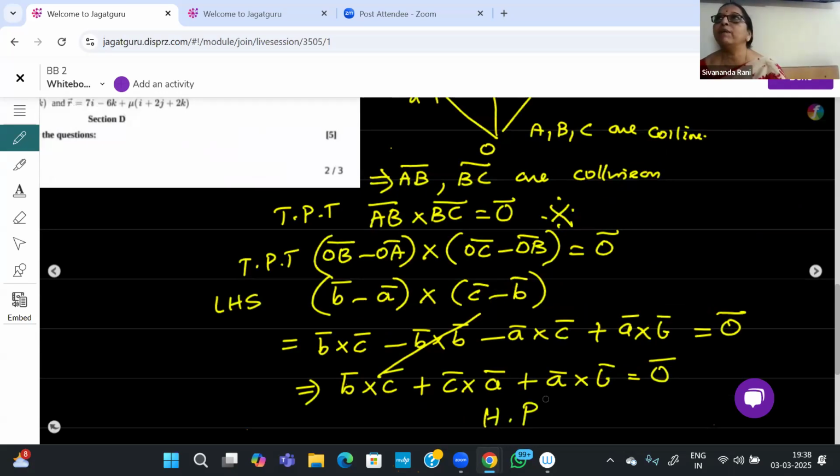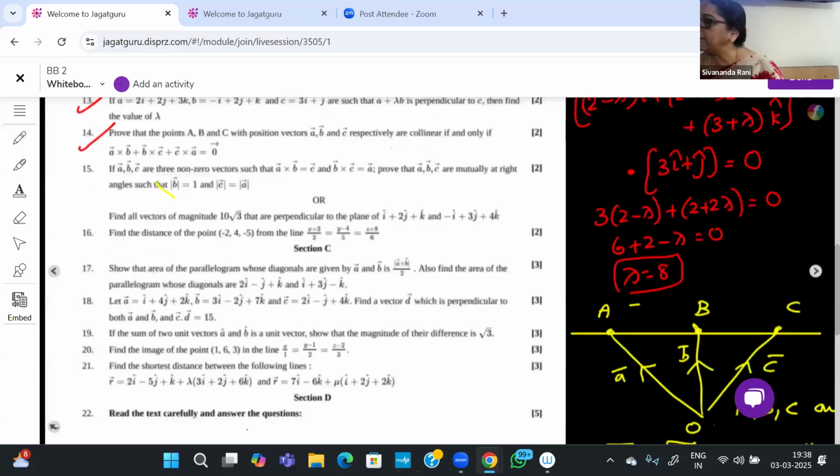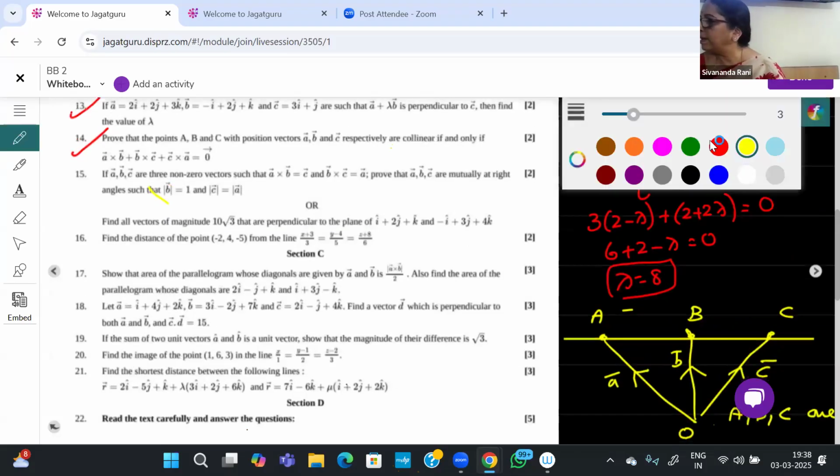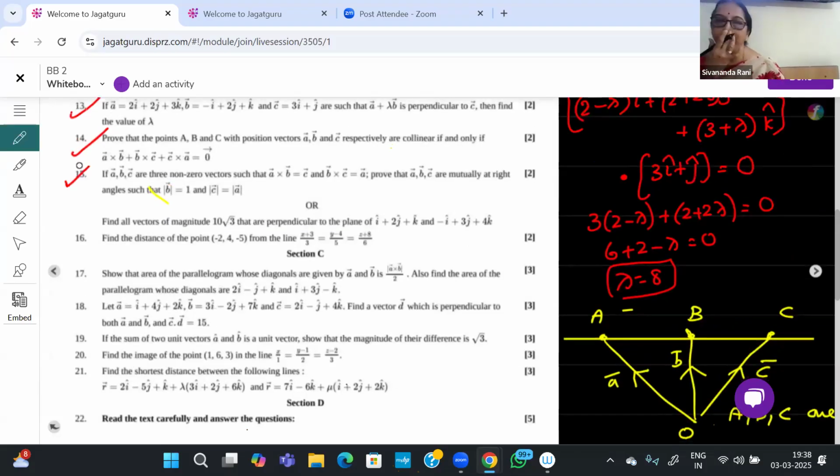understood? Could anyone manage this? Could anyone do? Only unable. Did you understand? Follow. A, B, C are three non-zero vectors.